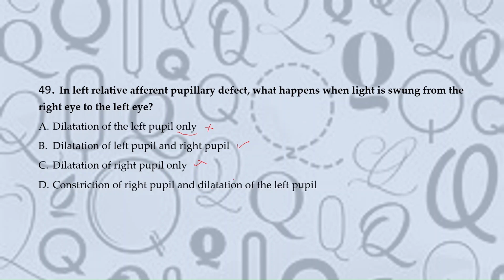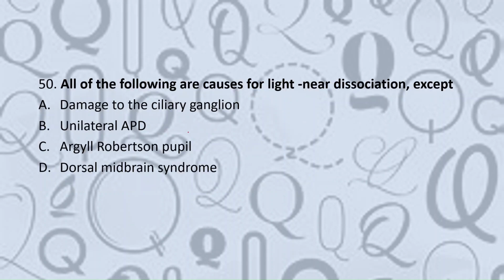Constriction of the right eye and the dilatation of the left pupil. This can also never happen. So the right answer here is B. When you swing the light from the normal eye to the abnormal eye, both pupils will dilate.